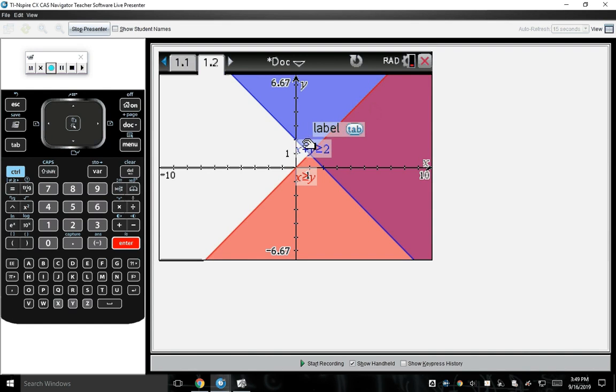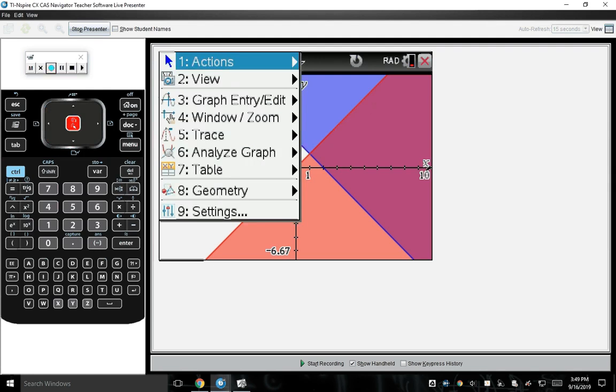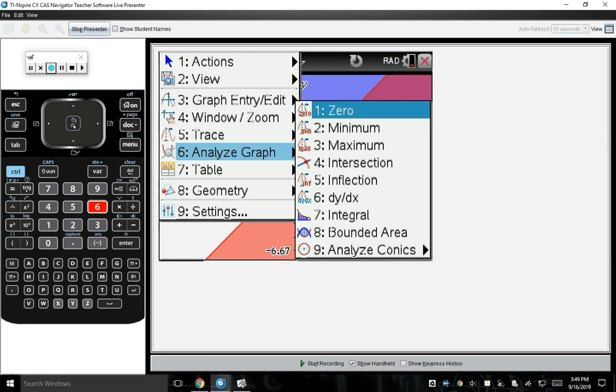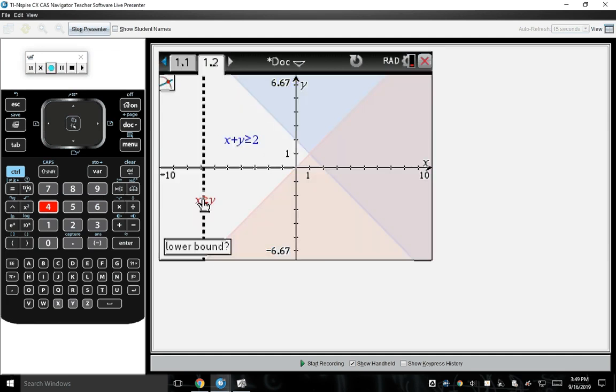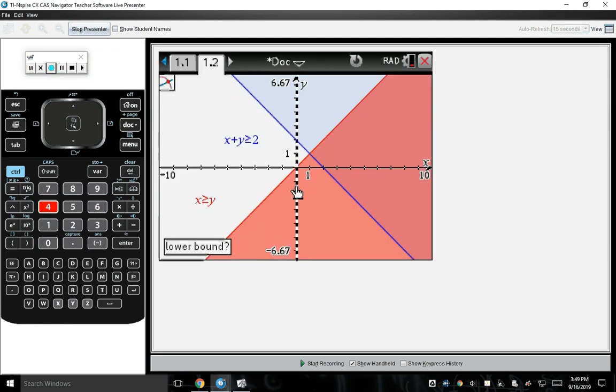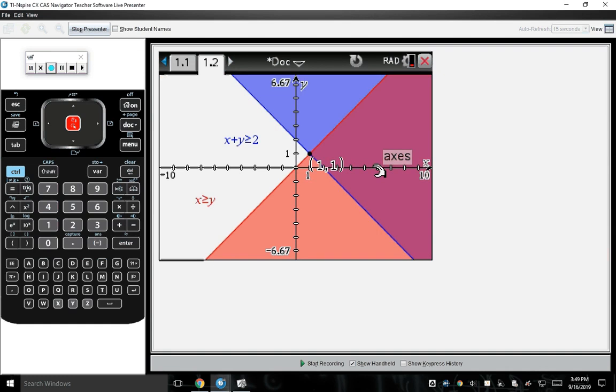Grabbing this equation, moving it out of the way, grabbing this equation, and it's all color coordinated for you, moving this out of the way. If I wanted to find where those two were intersecting, this is how I could do this. Menu, analyze graph, intersection. And the lower bound can be somewhere to the left, and scroll over, soft mouse, and there's the answer, 1, 1.